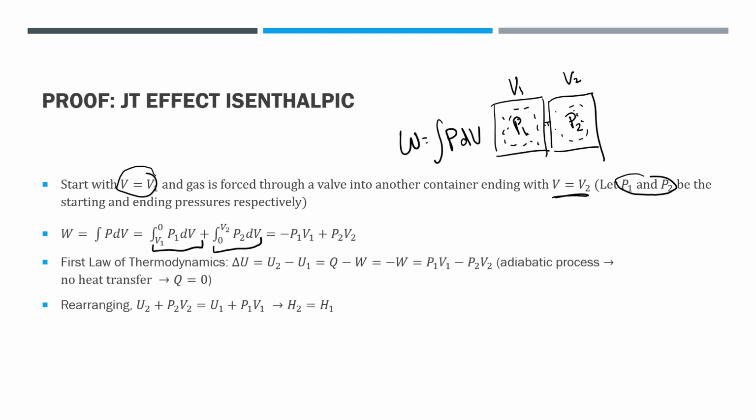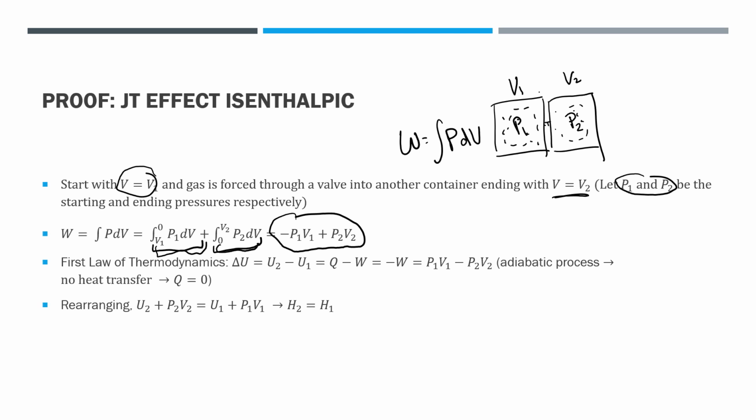First, we have this compression from V1 to 0, right? I'm going from my initial volume to 0 volume, and my pressure is P1, so I have P1 dV. And then the second step is I'm expanding from 0 volume to my final volume, V2, and in this case my pressure is P2, right? That's my final volume, P2 dV. And when I do this integration, I get negative P1V1 plus P2V2. This is just taking the integral of these two integrals, right?